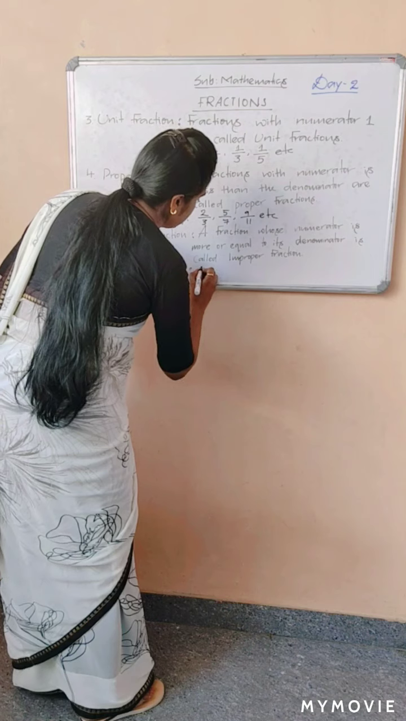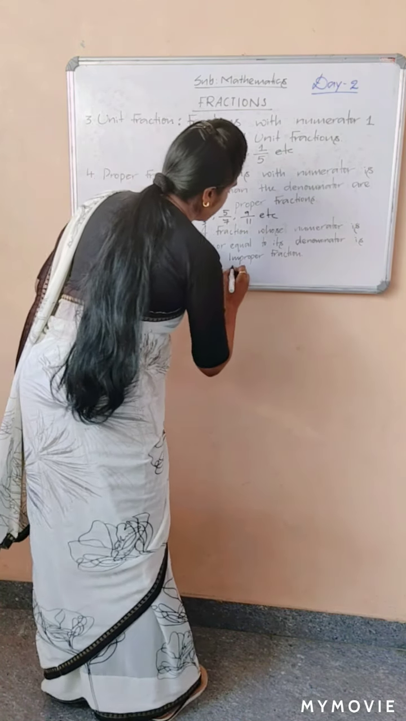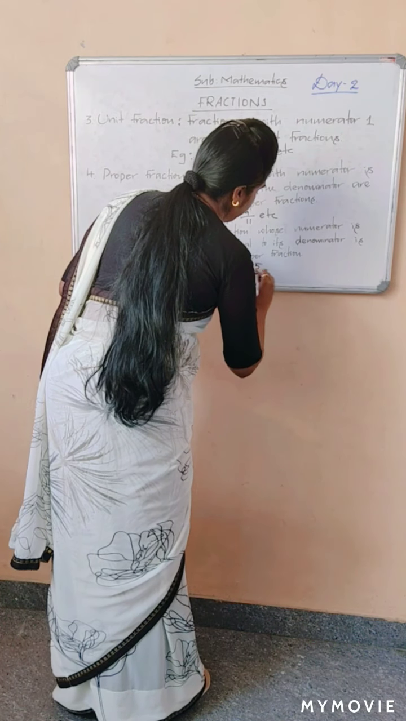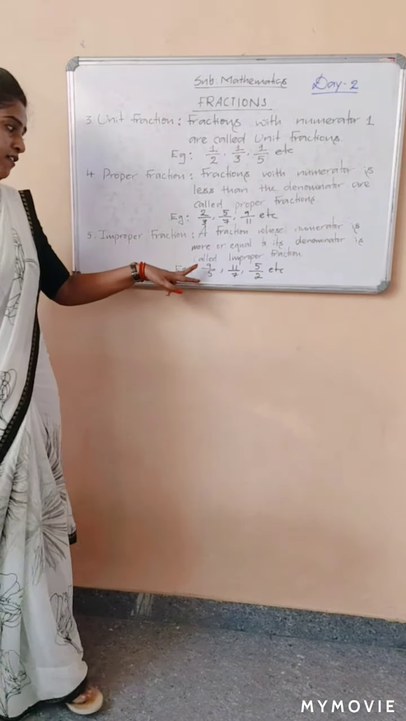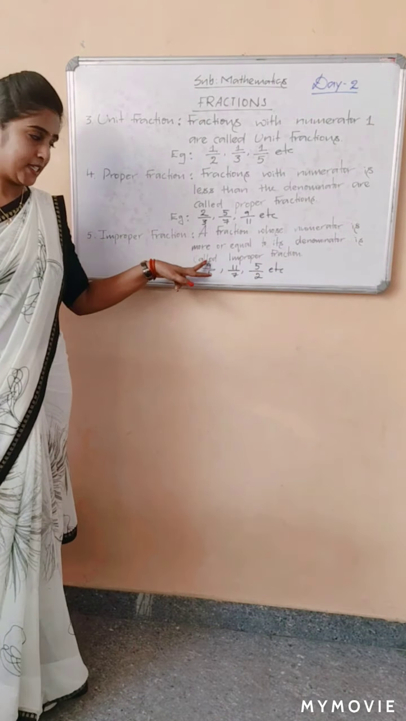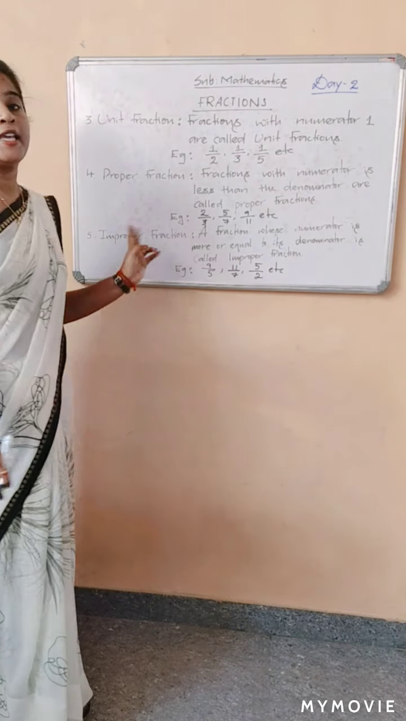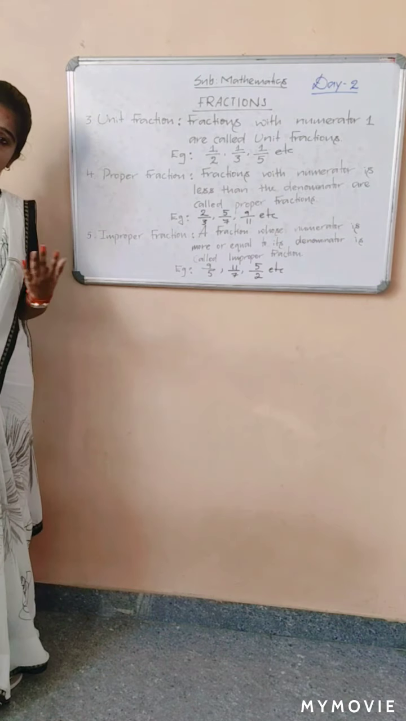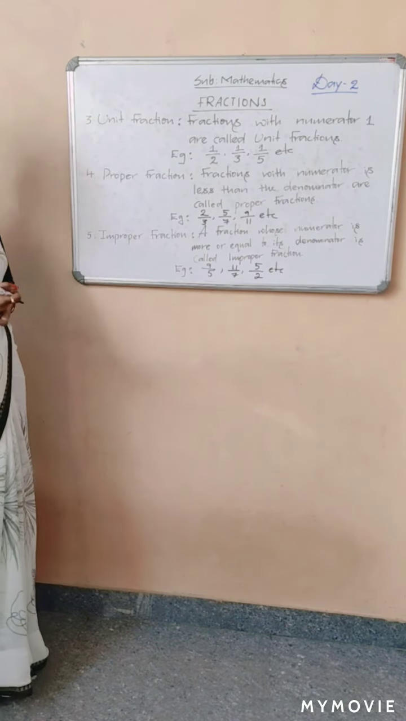Suppose 9 by 5, 11 by 7, 5 by 2, etc. If you observe these fractions, the numerator is greater than the denominator, so those fractions are said to be what? Improper fractions. Sometimes it can be equal to the denominator also. That is, the numerator can be equal to the denominator also.